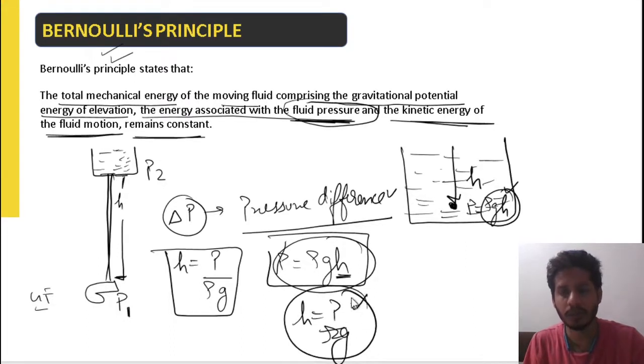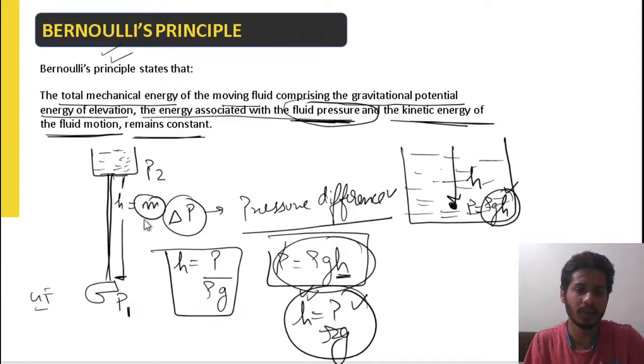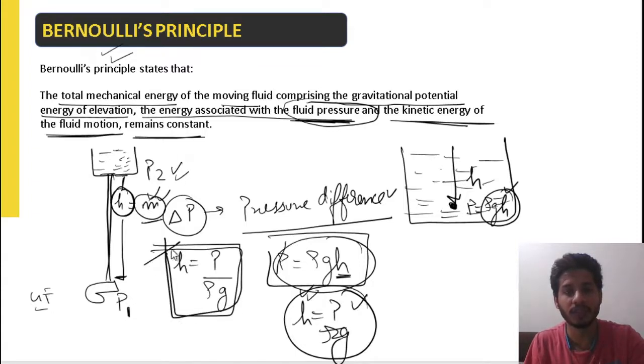So in fluid mechanics, we mainly deal with the head. Head is basically the height in meter or centimeter. Mainly we take it in meter. So it's basically the height which is caused due to the pressure difference. So remember this thing also, P upon rho g. This is the head due to pressure difference.